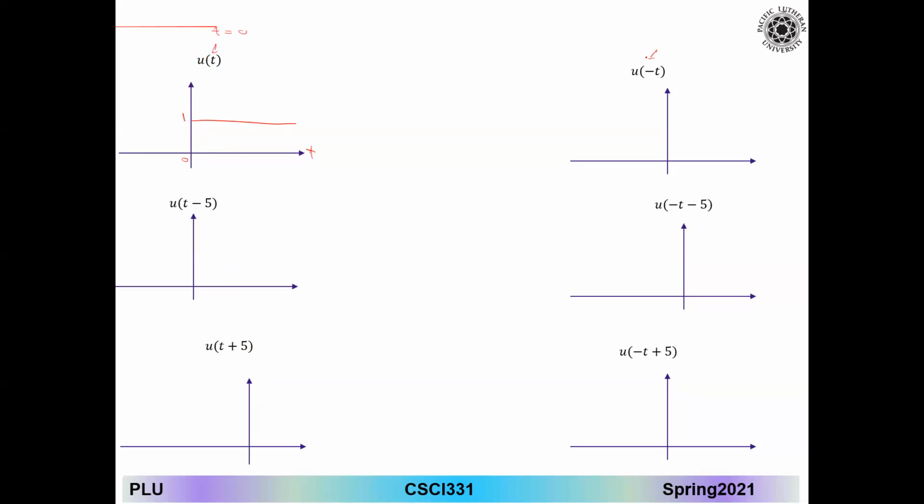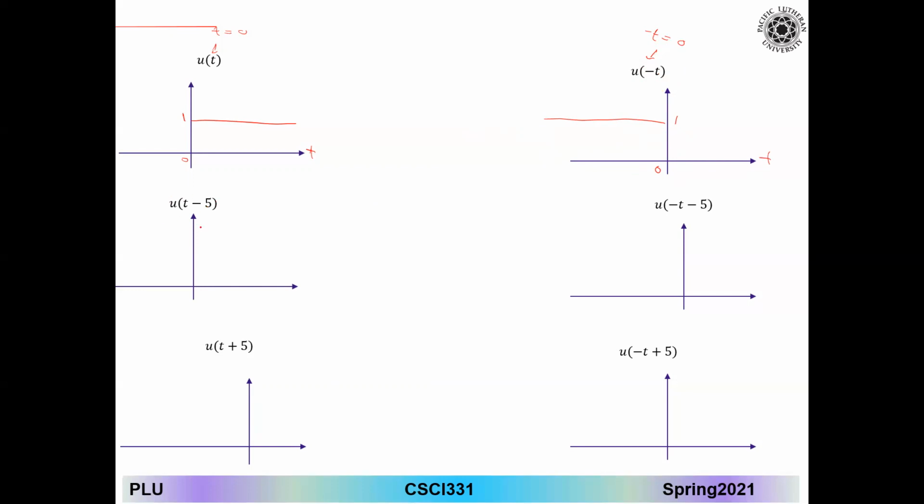Now let's jump to u(-t). Similarly, I find where -t equals 0: the entire quantity in the parentheses should equal 0. That's the way to find the step point. So here -t equals 0, which means the step point will be 0 as well. But in this case my scale goes to the negative side. So basically I start with 1, and my signal will be on the negative side. This is for the t domain.